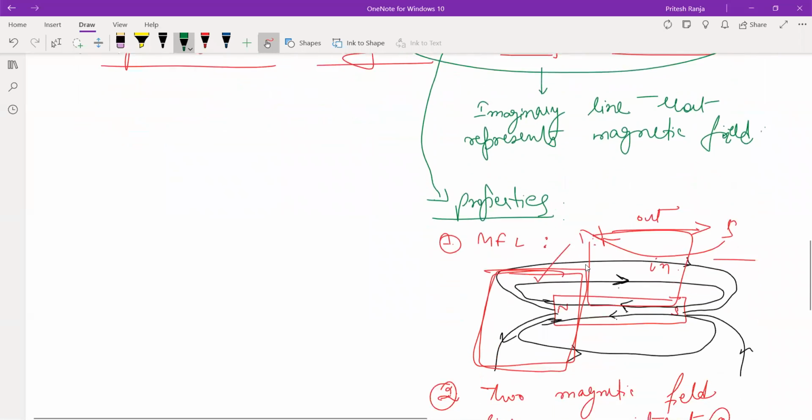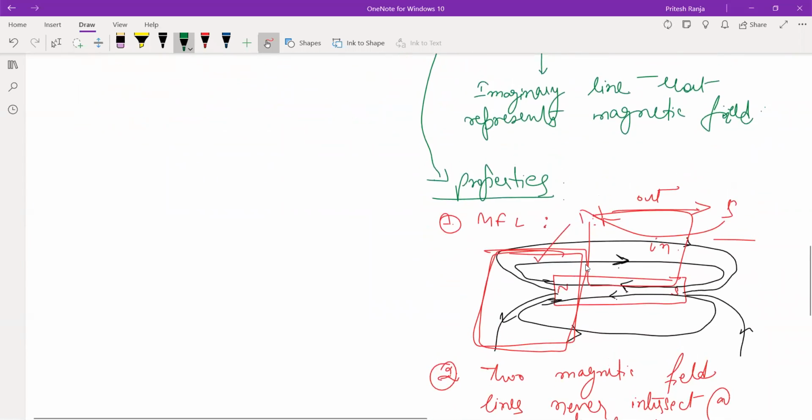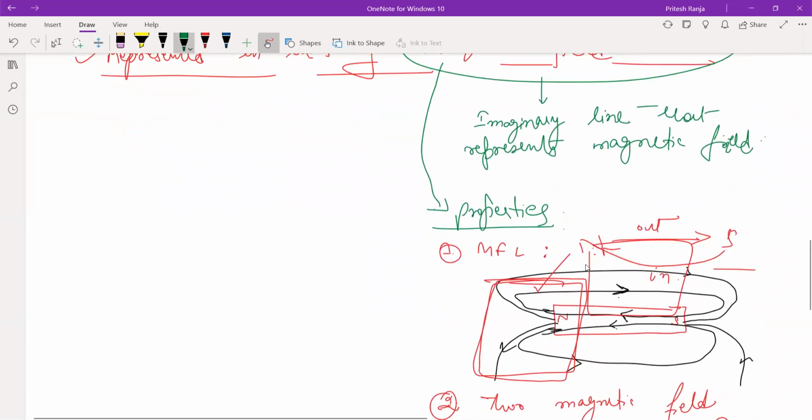First point, you have to remember the direction. Magnetic field line, if it is a line, it will have some direction. So what is that direction? You have to remember. It is fixed, north to south, outside the magnet.